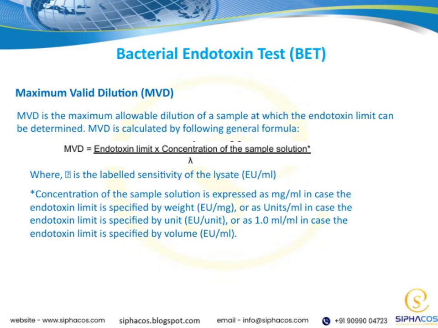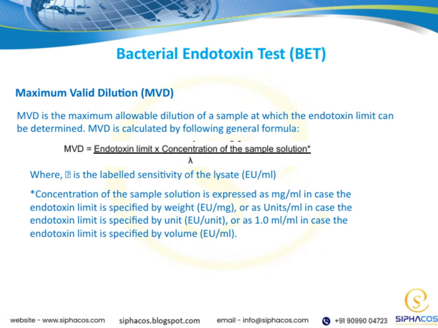Another key concept here is the MVD, or maximum allowable dilution. This is the highest dilution factor at which we can still reliably determine the endotoxin limit. Understanding MVD is important because it helps us optimize our testing process, ensuring that we're diluting enough to stay within detectable ranges, but not so much that we lose accuracy.